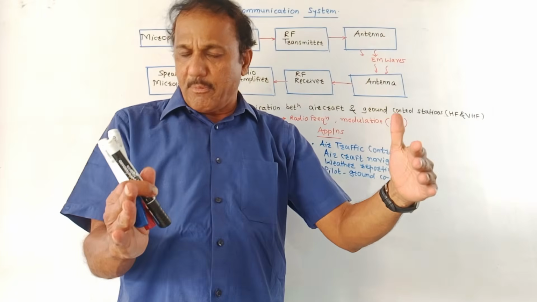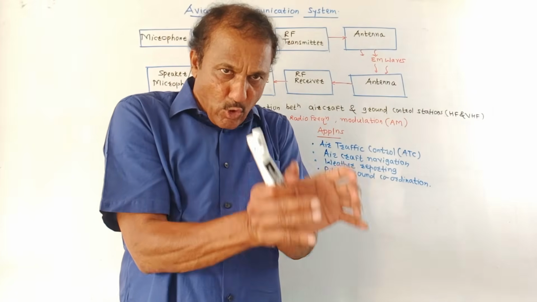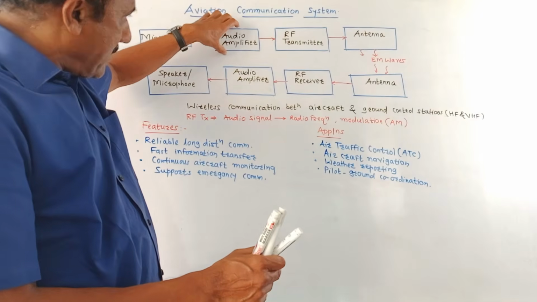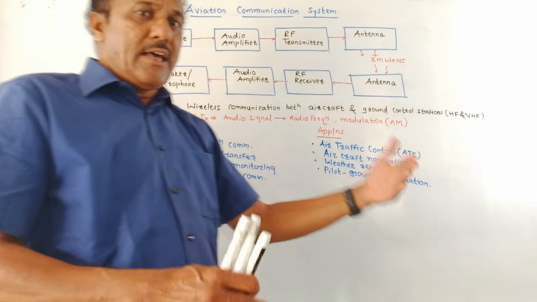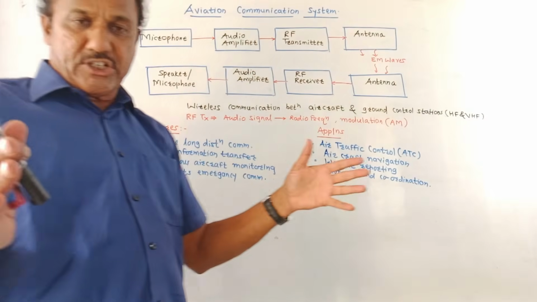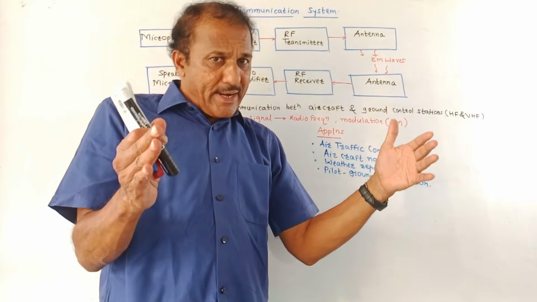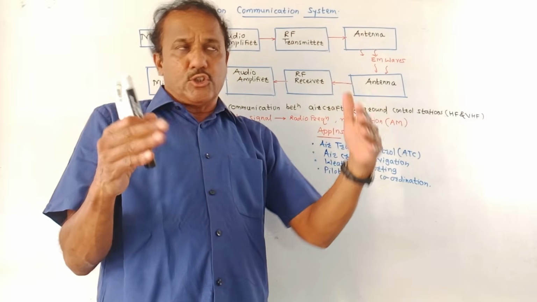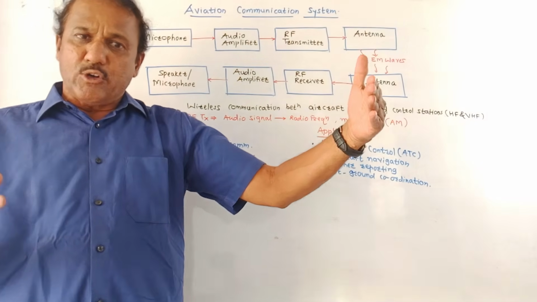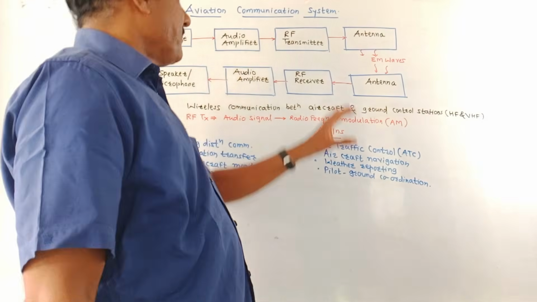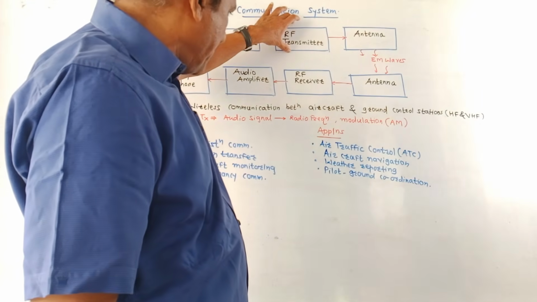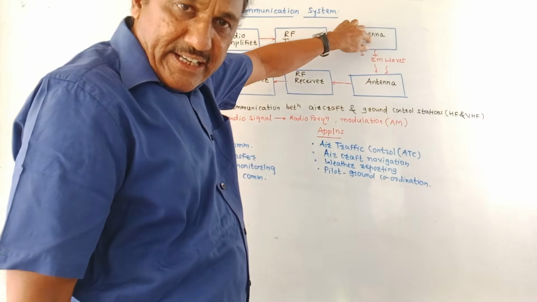The major function of the RF transmitter is to accept the audio signal output from the audio amplifier and convert it into an RF electrical signal, as well as it provides modulation. As I said, it provides amplitude modulation. So even if there is an overlapping of signals, using amplitude modulation we can identify the proper signal. Then the output of this RF transmitter is given to the antenna.